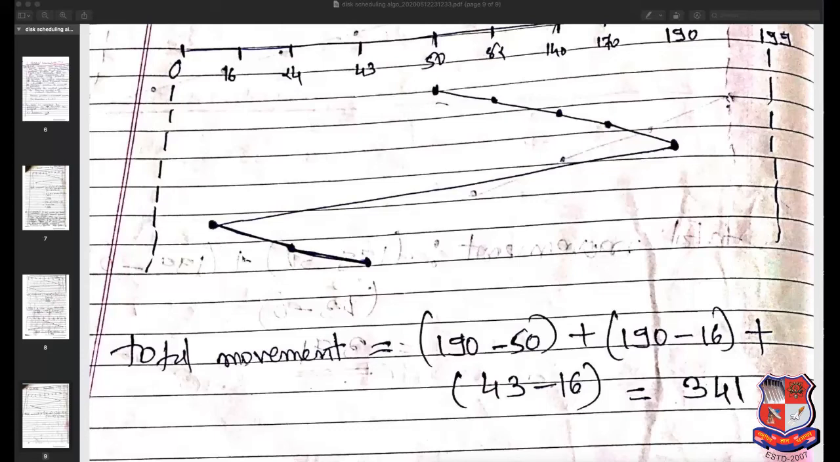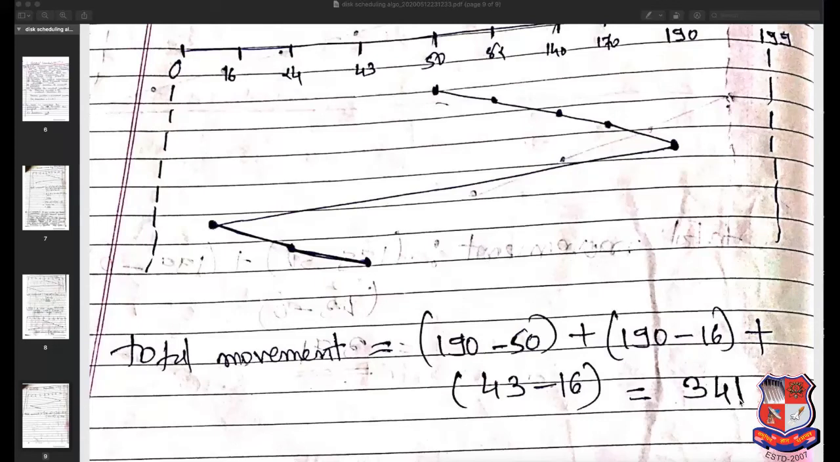Okay, so we find the total seek time movement. We can apply this equation based on this traversal: 82 minus 50 plus 140 minus 82 plus 170 minus 140 plus 190 minus 170 plus 190 minus 16 plus 24 minus 16 plus 43 minus 24. We can get the value 341.